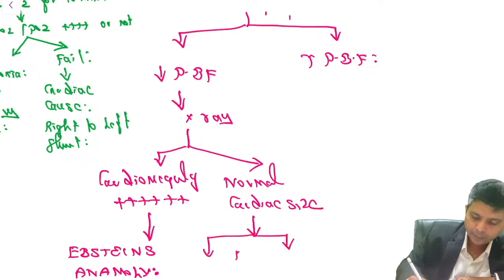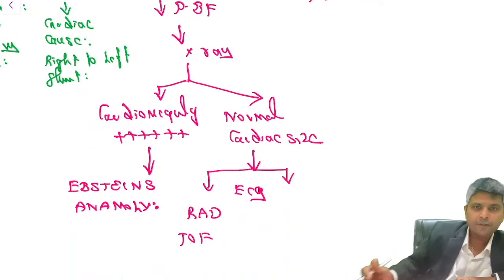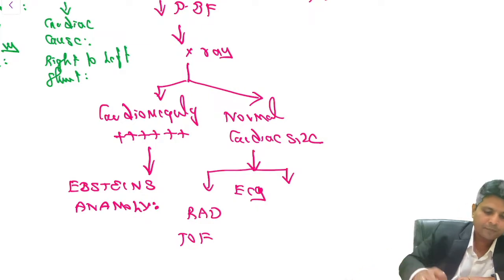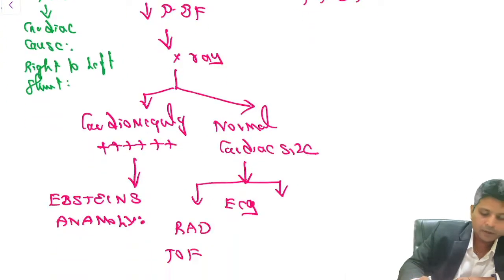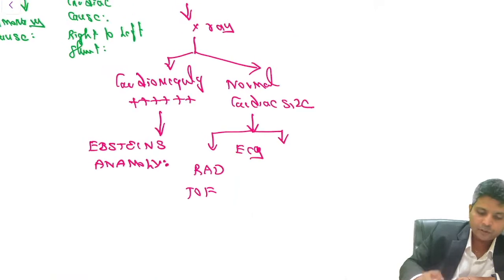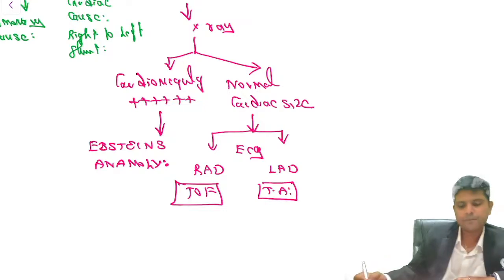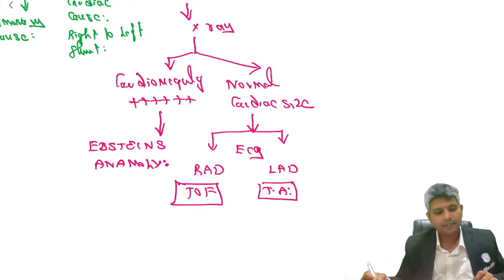Then you need to take an ECG. If ECG shows right axis deviation with oligemic lung, it is tetralogy of Fallot. Oligemic lung means, very good, Akhil. So ECG shows right axis deviation means tetralogy of Fallot. If ECG shows left axis deviation, it is tricuspid atresia.